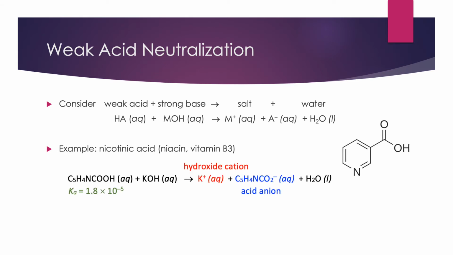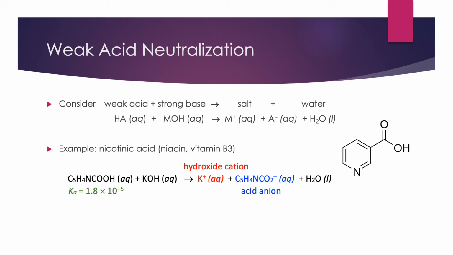So to examine this, let's consider nicotinic acid. Nicotinic acid is actually a more fancy name for niacin or vitamin B3, which you may take as a supplement if you take vitamins. And its neutralization reaction looks something like this. C5H4NCOOH is nicotinic acid, which has a Ka of 1.8 times 10 to the minus 5. KOH, we've already seen, is a very strong base. It essentially completely dissociates in water.